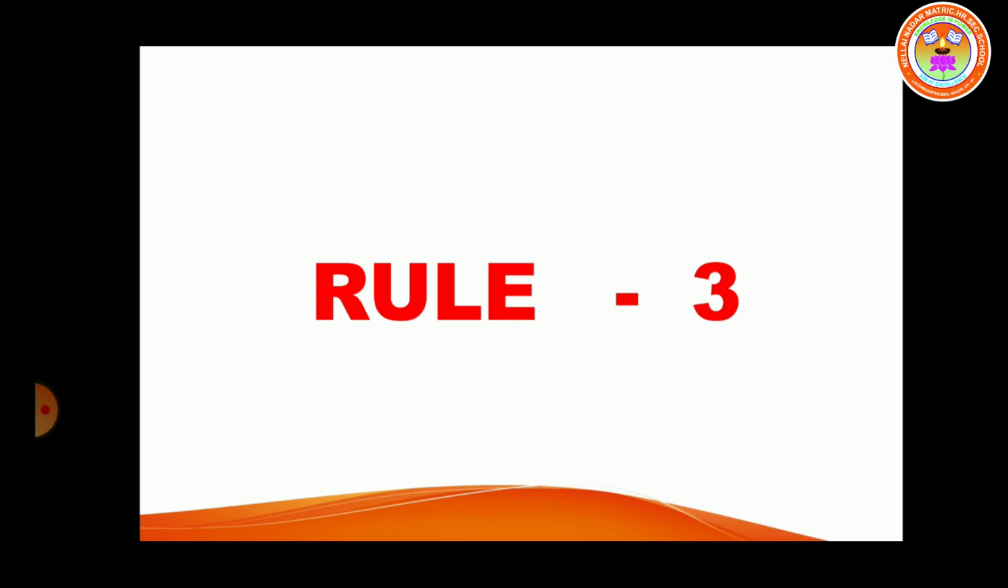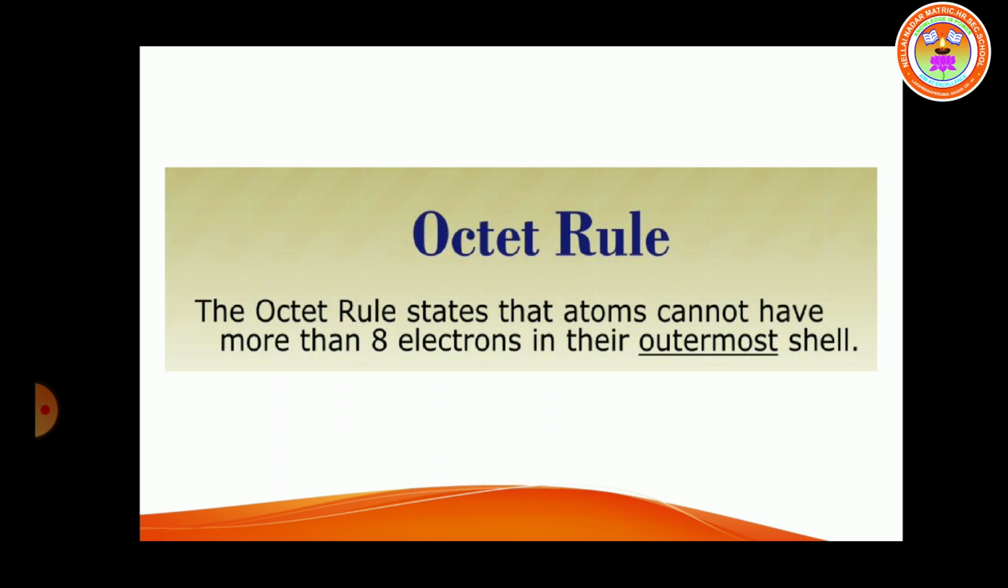Next, the last rule, rule 3. According to the octet rule, the outermost shell of an atom cannot have more than 8 electrons. So, according to the octet rule, the outermost orbit, that means the last orbit, cannot have more than 8 electrons.